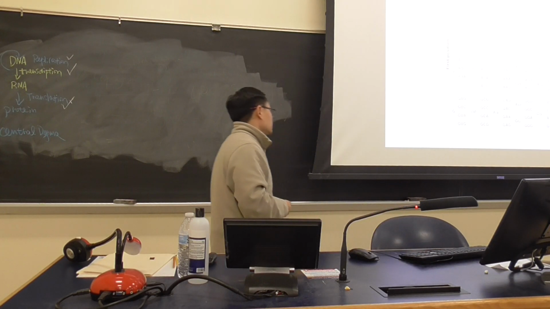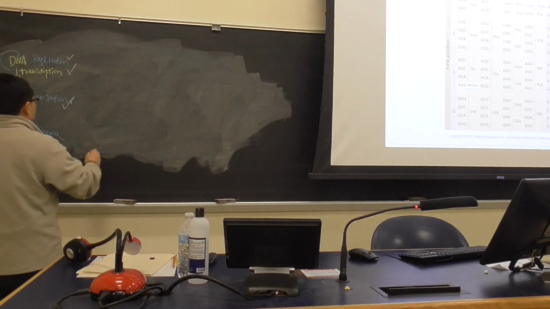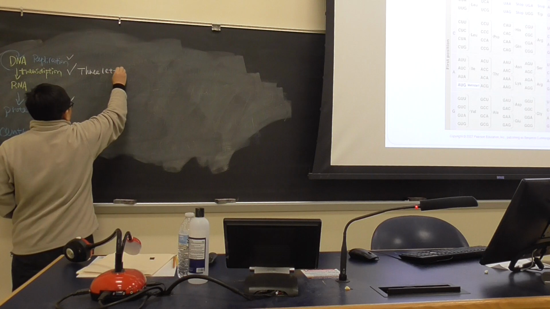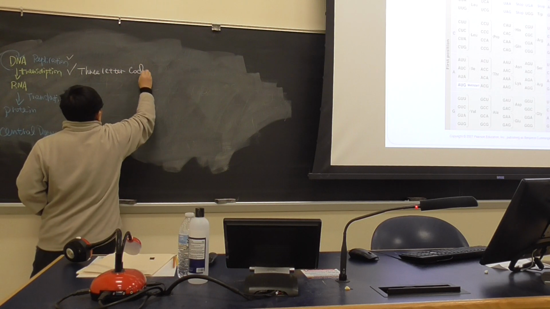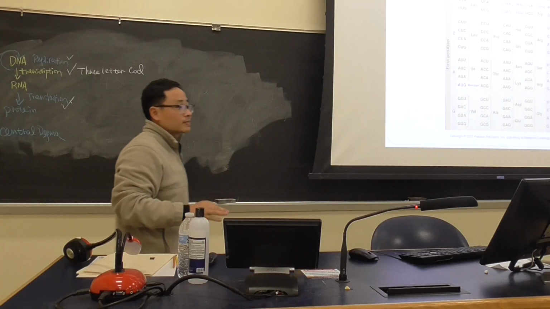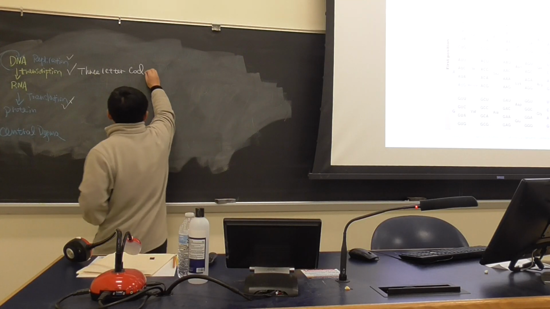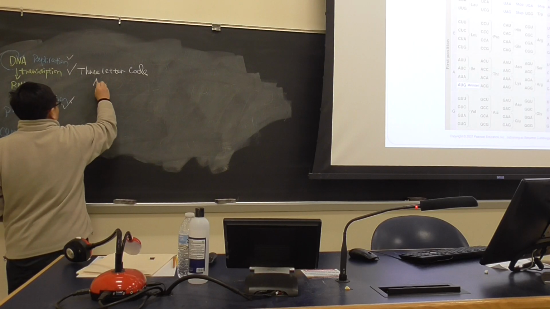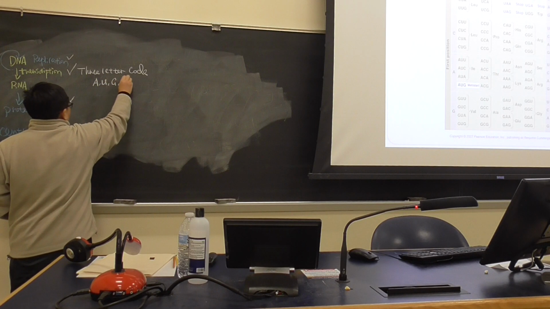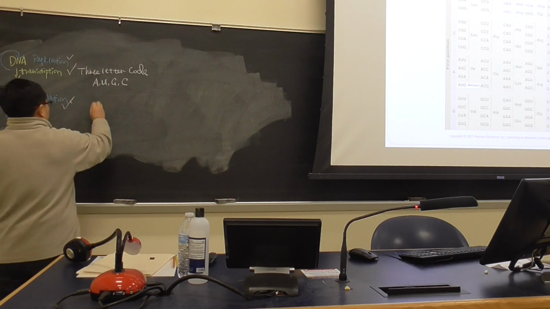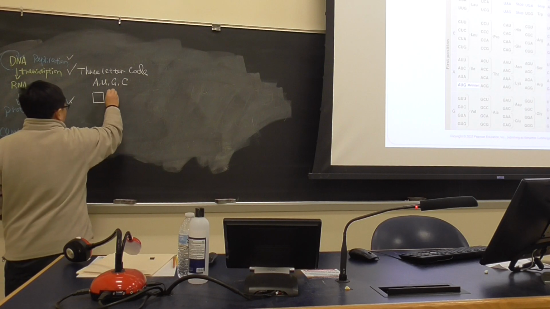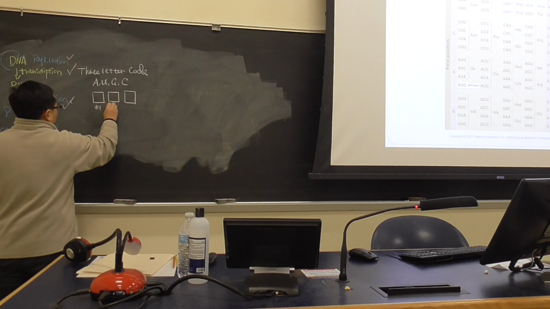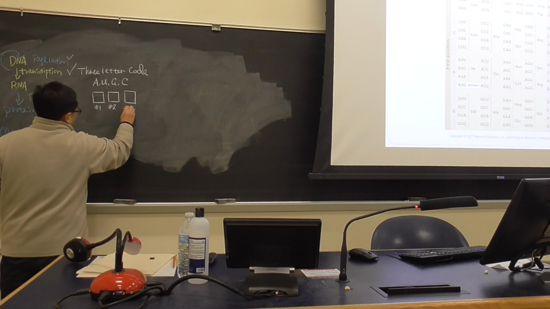So we want to talk about translation. In translation, we are using a 3-letter codon, or we just say 3-letter code. So how many gene bases do we have? A, U, G, C. And if it's 3-letter, we have box 1, box 2, and box 3.